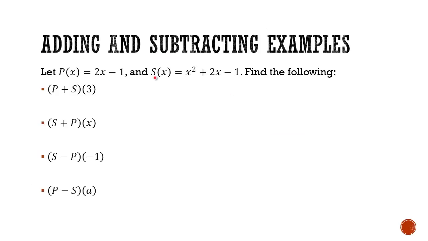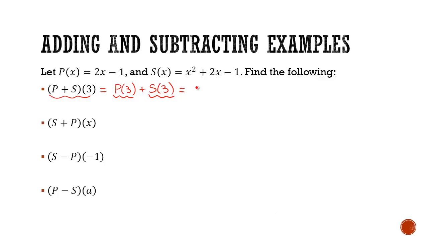So let's try it out. Here we have other functions. Notice they're not called f functions, they're called p and s. The letter can be anything, but sometimes the letters are different to signify different functions. So here they say take p and s and add them together. So by definition, this particular piece literally means p of 3 plus s of 3. Now you can find p of 3 and s of 3 and add them.